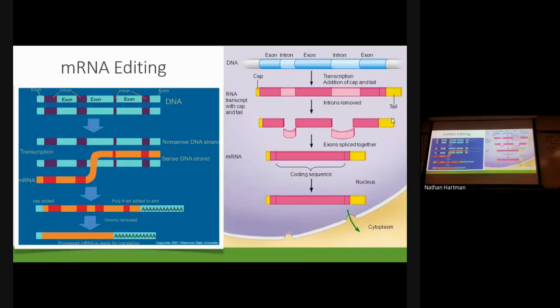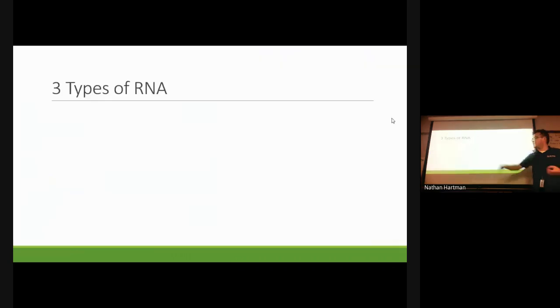All right. These are just a couple of images showing the mRNA editing. Once again, cutting out the introns. We already covered it earlier in the packet. Any questions about it? We're good? Good. All right. So moving on, though, we are going to be talking now about translation.